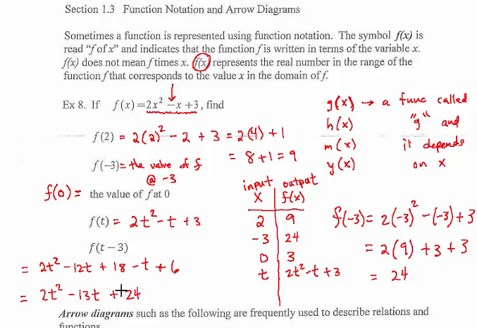Whenever you do have to insert a variable or an expression, you want to try to reduce it to unlike terms. So we can't combine any terms anymore. This is as far as we can go. So we want to clean it up and simplify it as much as possible. And so to finish our table, our input was t minus 3, and our output was 2t squared minus 13t plus 24.